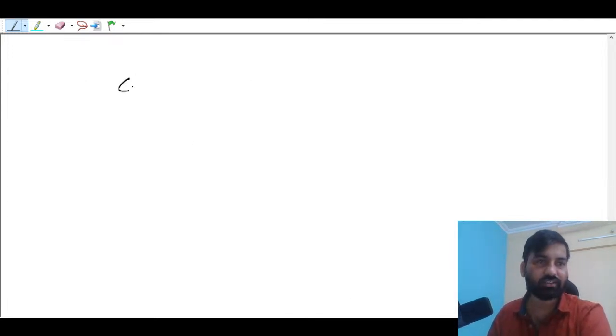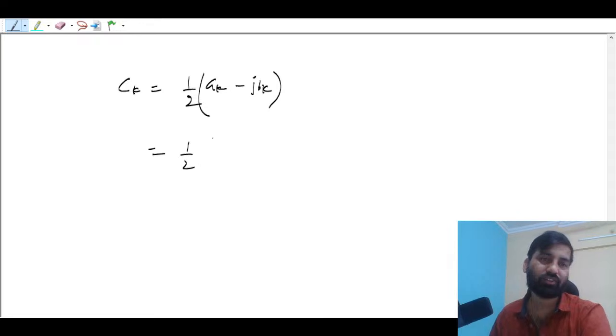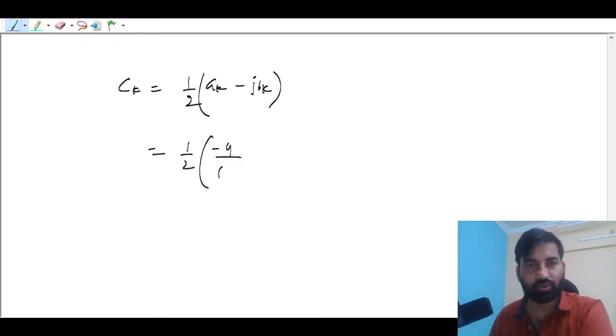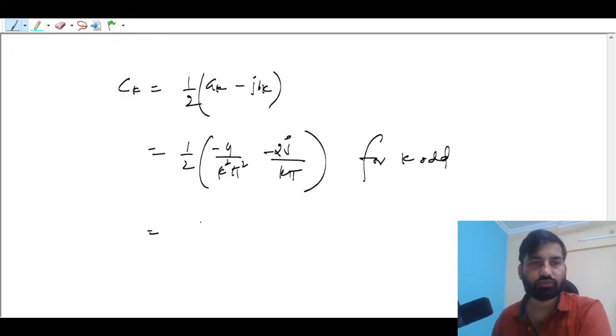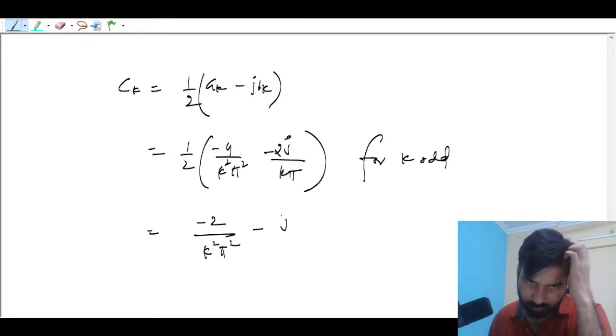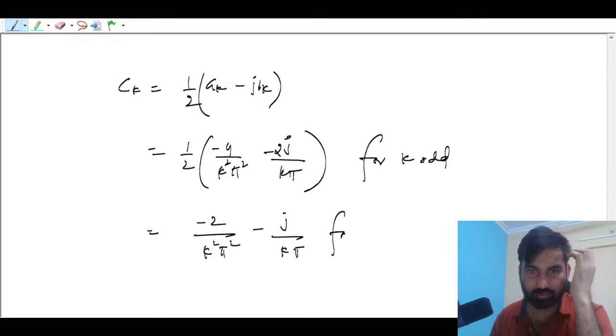Now a_k and b_k you have found out, then you can find out c_k. c_k is nothing but what? 1 by 2 of (a_k minus j b_k). a_k is nothing but -4 by k squared pi squared, minus j times 2 upon k pi, for k odd. So you can cancel 2, so it is nothing but -2 by k squared pi squared minus j by k pi, for k odd.